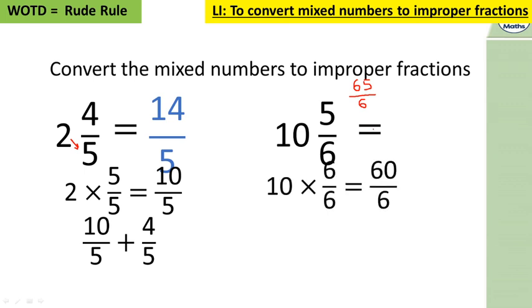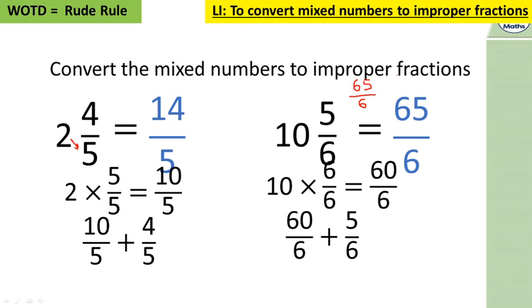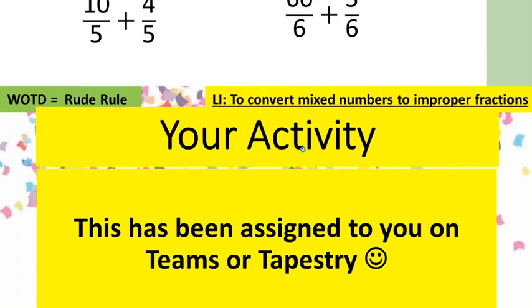So we get 10 lots of 6 sixths, because 6 sixths are wholes. So we get 60 sixths. We've also got the 5 sixths already there. So we add them all together and we get 65 sixths. So it depends which way you think is easier. I quite like the method where you just do whole number times the denominator, add the numerator. But you choose the method that suits you best.